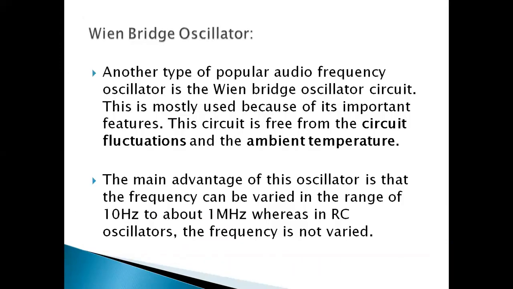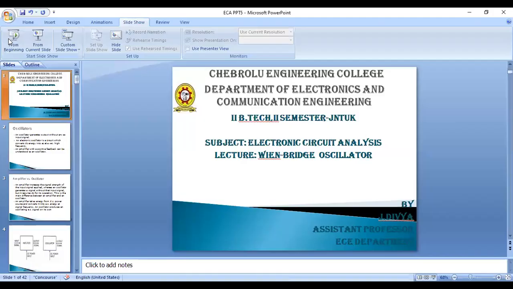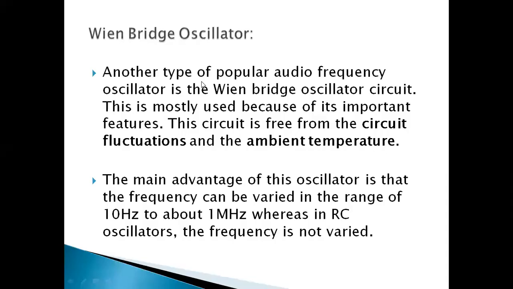This is another type of RC oscillator. RC oscillator means we have some resistors and capacitors in the feedback network. If you use resistors and capacitors in the feedback network, then those types of oscillators are called RC oscillators. So this is also one of the RC oscillators. And this is popular for audio frequency. That means it is an audio frequency oscillator.